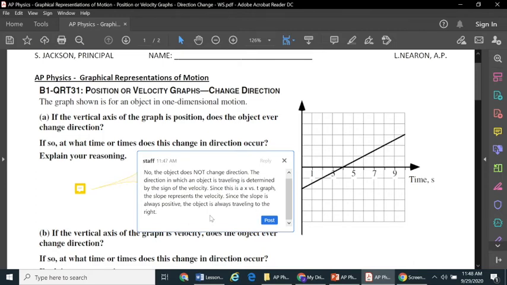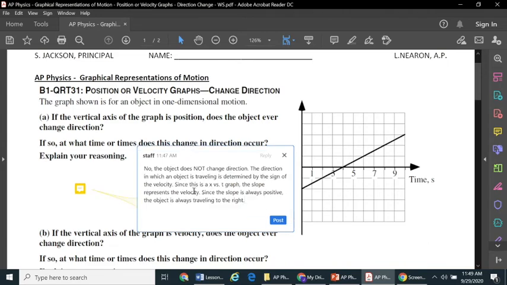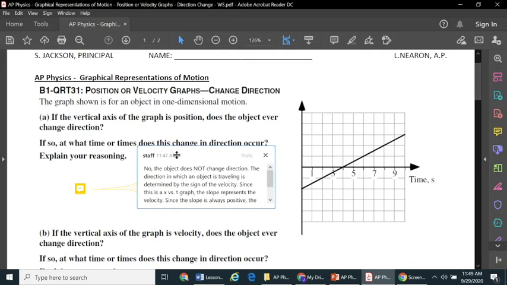The direction in which an object is traveling is determined by the sign of the velocity only. Since this is a position versus time graph, the slope represents the velocity, so we can figure out the sign of the velocity just by looking at the sign of the slope. And since the slope is always positive, that tells us that the object is always traveling to the right. And that's the idea.